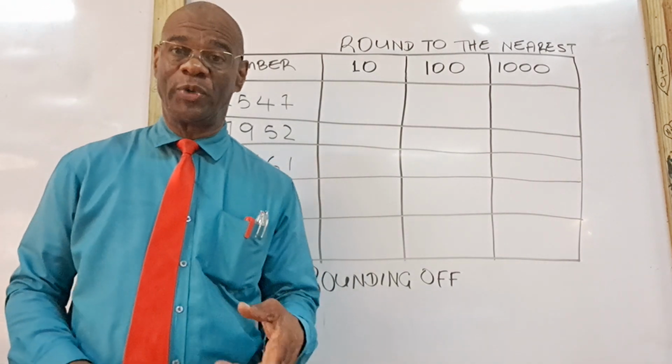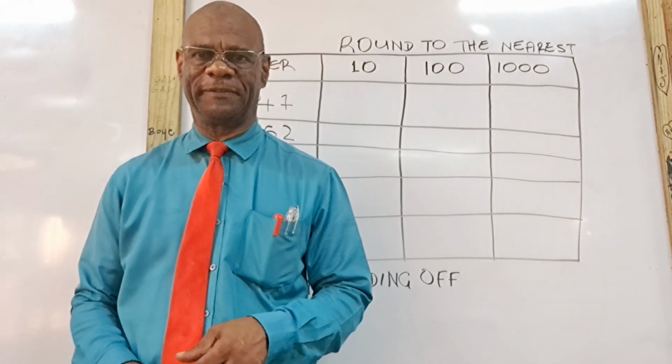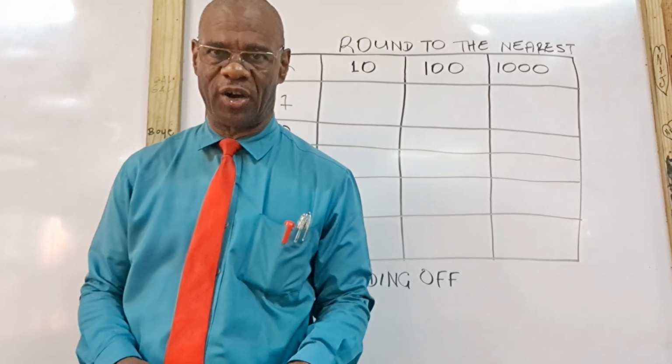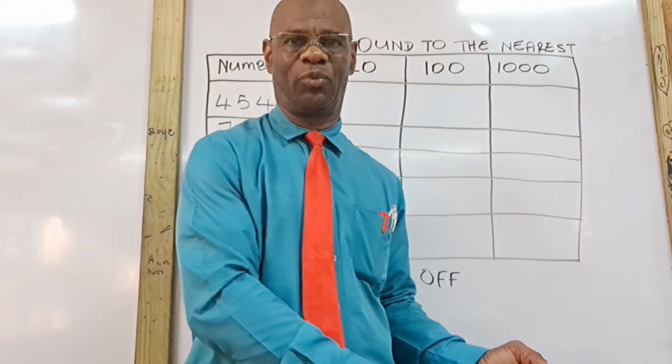What we are going to be looking at in this session is rounding off. Rounding off is the same as approximation. We can either round up or we can round down, depending on where we are coming from and the number we are heading towards.